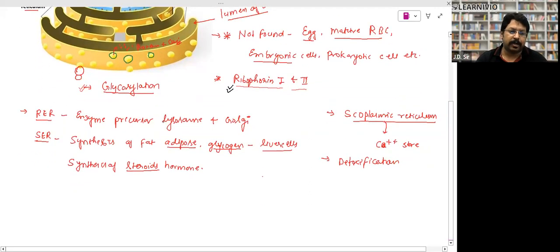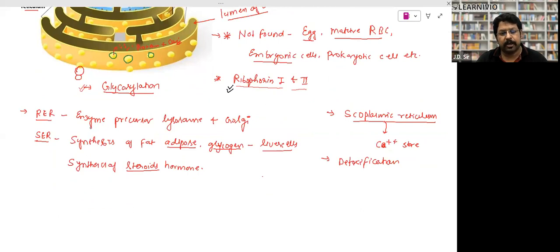Rough endoplasmic reticulum (RER) produces the precursor of enzymes, or precursors of lysosome and Golgi complex. Means the Golgi complex and the lysosome originate from the rough endoplasmic reticulum.